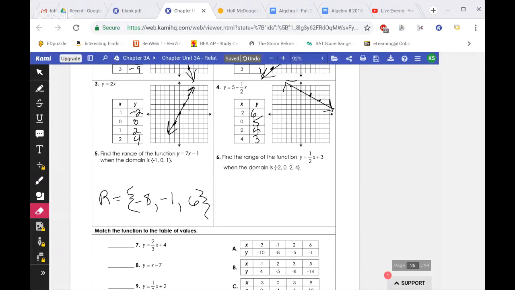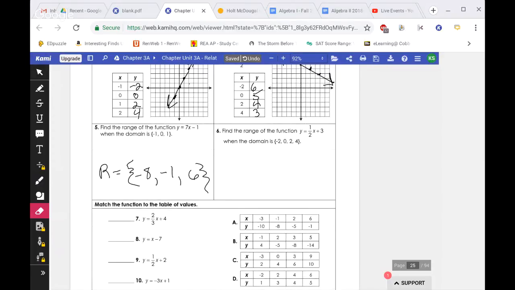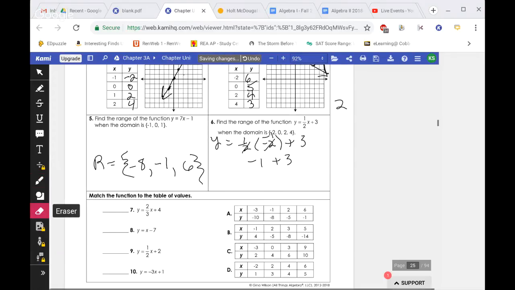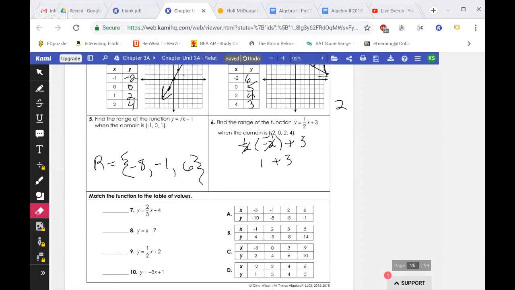Number 6 is the same way. You've got 1/2 x plus 3. And fortunately, the domain are all numbers that are multiples of 2 for the denominator. So we would just plug in each one of those values to find our range. So y equals 1/2 times -2 plus 3. Simplify before you multiply. So that's going to be 2. I'm going to write my numbers over here so I can keep track of them, and then I'll rewrite them as the set when I'm done.